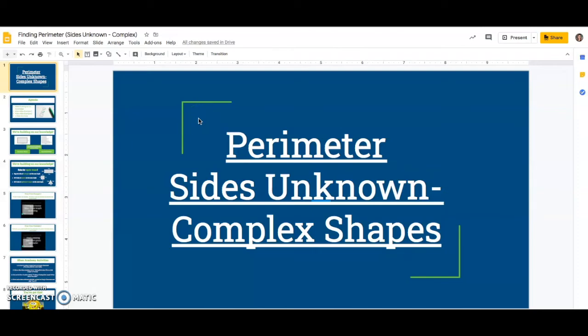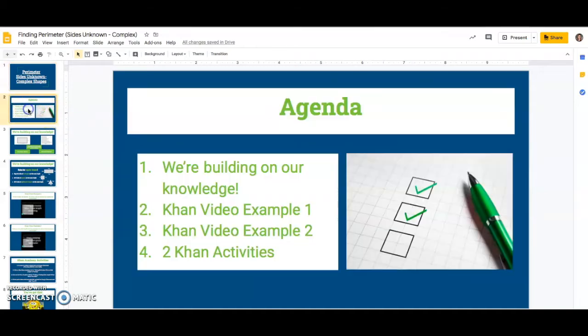Today we're going to be working on perimeter problems with sides unknown, and this time we're looking at complex shapes instead of simple shapes. Let's jump right in.